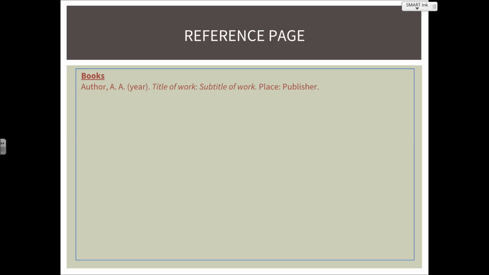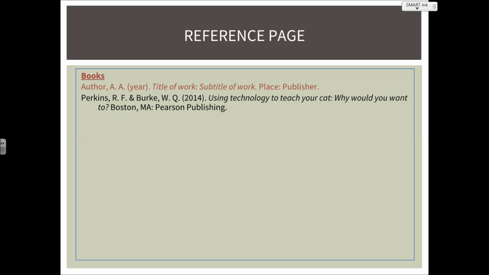Place here is typically going to be a city and state for the publishing company, and then whoever the publisher might be. And so that would look like this. So we got Perkins, comma, RF, ampersand, Burke, WQ, parentheses, the year, 2014, using technology to teach your cat, and again the capital letters, and then published Boston, Massachusetts by Pearson Publishing. If you've got multiple authors here, it's last name, comma, first initial period, middle initial period, comma, the second author's name, and the ampersand's taking care of the last two that are there.